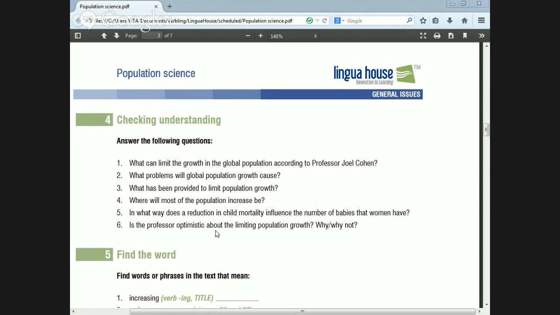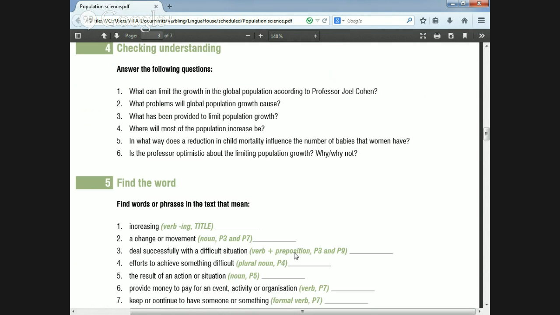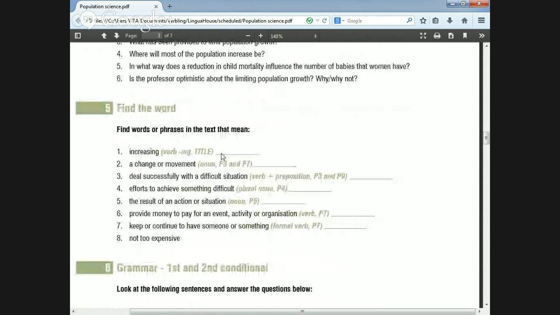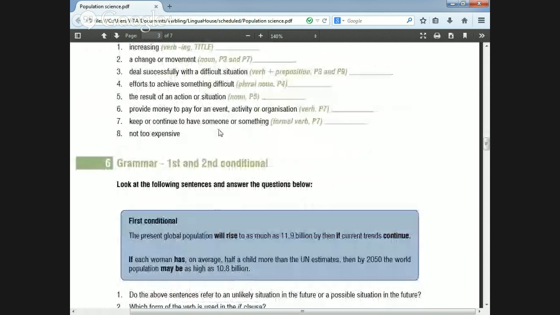Is the professor optimistic about limiting population growth? Do you guys remember? Yes. Yeah, he's optimistic, and he believes that it is possible to get to these less developed countries and provide education.